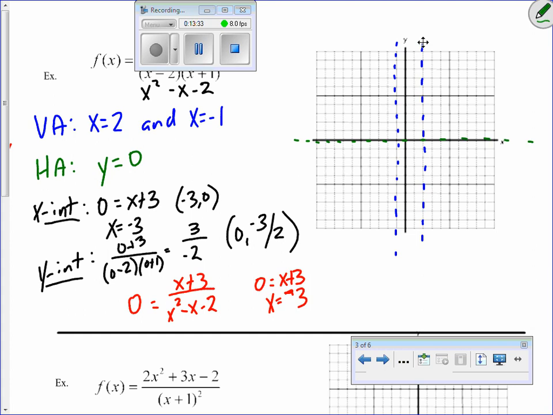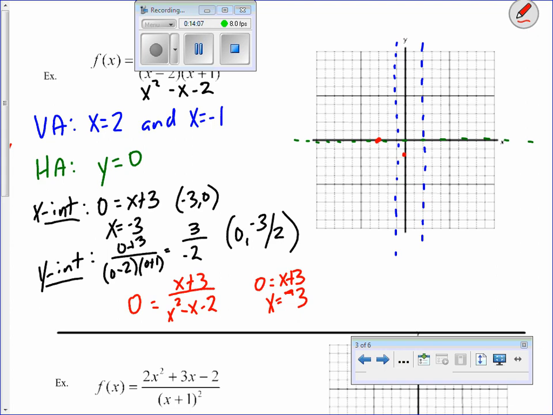Okay, so x-intercept, so let's put that in red. That's going to be at negative 3, 0. So 1, 2, 3. And that x-intercept is actually the same place as where our graph crosses the horizontal asymptote. 1, 2, 3. Okay, so it crosses right there. And if we put our y-intercept on the graph, that's going to be at 0, negative 3 halves. Right about here.